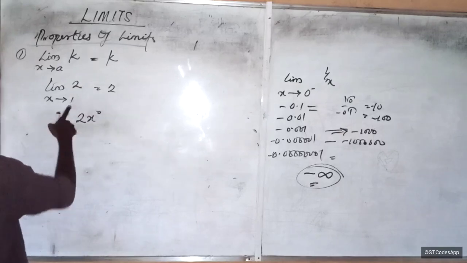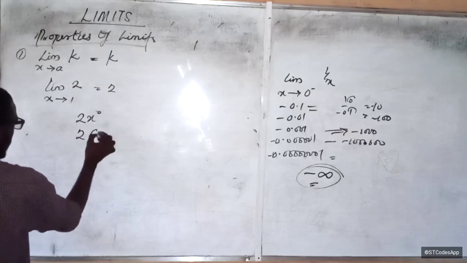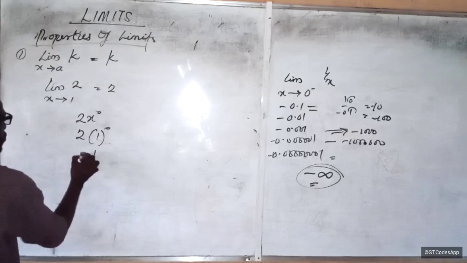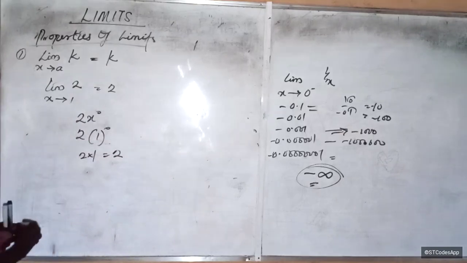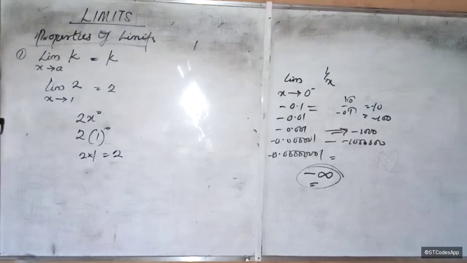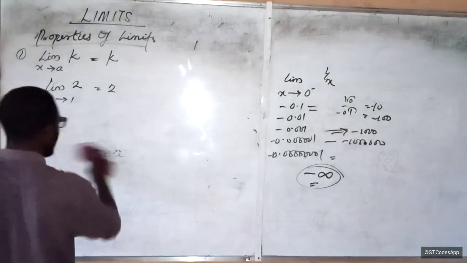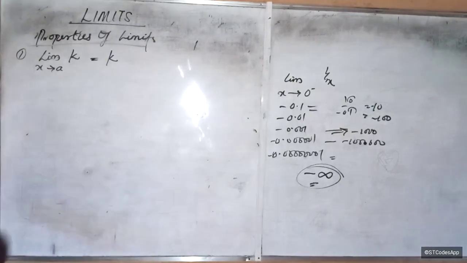Even if we were to plug in 1 here, we have 2 times (1 raised to the power 0). 1 raised to the power 0 is 1. 2 times 1 is 2. So you see, it's still that constant we are getting back. So the limit as x approaches any value of a constant is that constant itself.